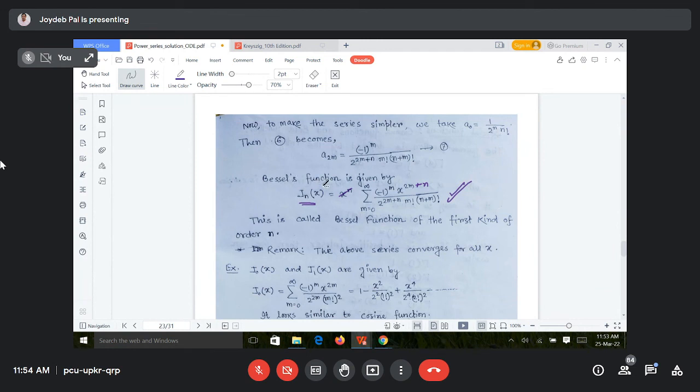Jn(x) is one solution. What I told is that Jn(x) is the modification of the first solution y1. So Jn(x) is the solution y1. What about the other solution? There are two solutions for a second order ODE. Jn(x) is one solution. What about the other solution? That we will discuss in the next class.